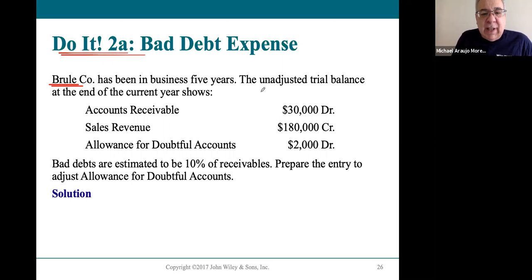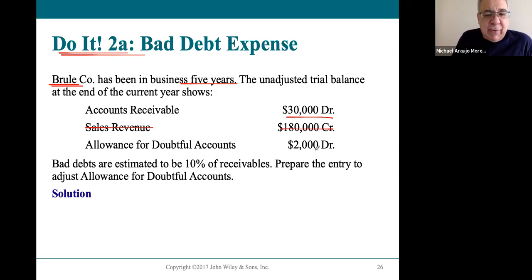Here we go. 5 years later, they've been in business for 5 years rather. They have the following information. Their accounts receivable is $30,000. That's good to know. Their sales revenue is 180. Do we need that? No, we don't really need their sales revenue.